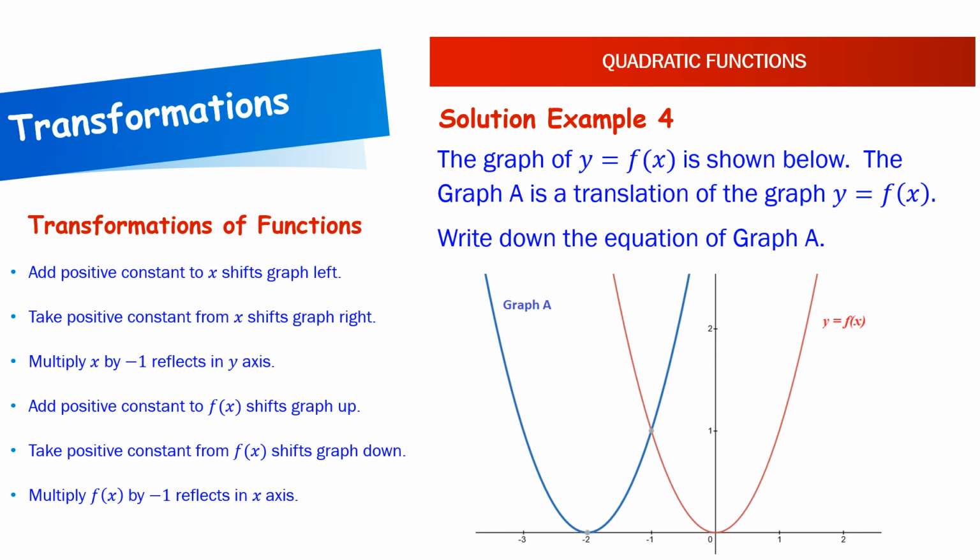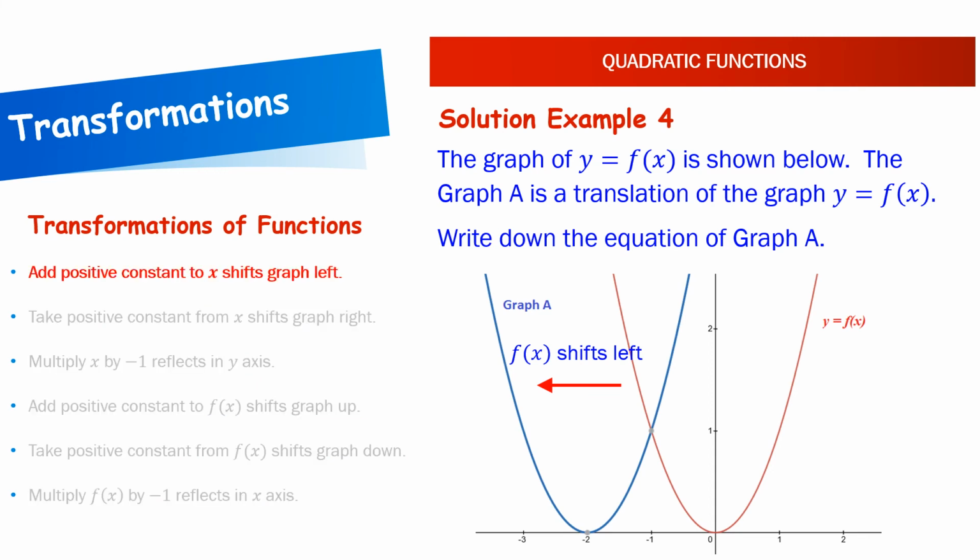So let's try solving this. The graph of y equals f of x is shown on your screen, and the graph A is a translation of the graph y equals f of x. Write down the equation of graph A. Now, as you can see, the graph has shifted left. So we've added a positive constant to x to make the graph shift left. And therefore, y equals f of x plus 2.